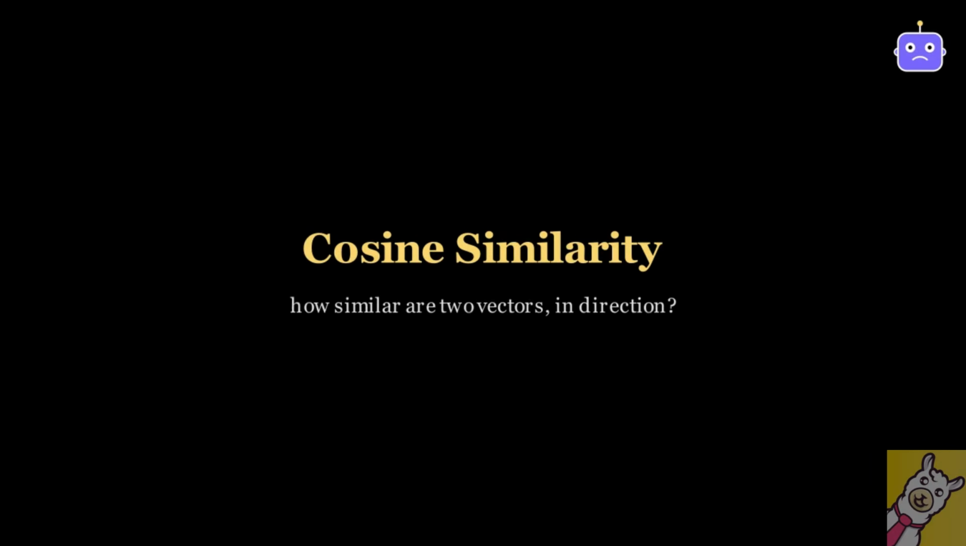Welcome. Cosine similarity. Cosine similarity tells us how similar two vectors are by looking at the angle between them. The basic formula is the dot product of the two vectors divided by the product of their magnitudes. So we can think of cosine similarity as a way of measuring whether two vectors point in a similar direction.